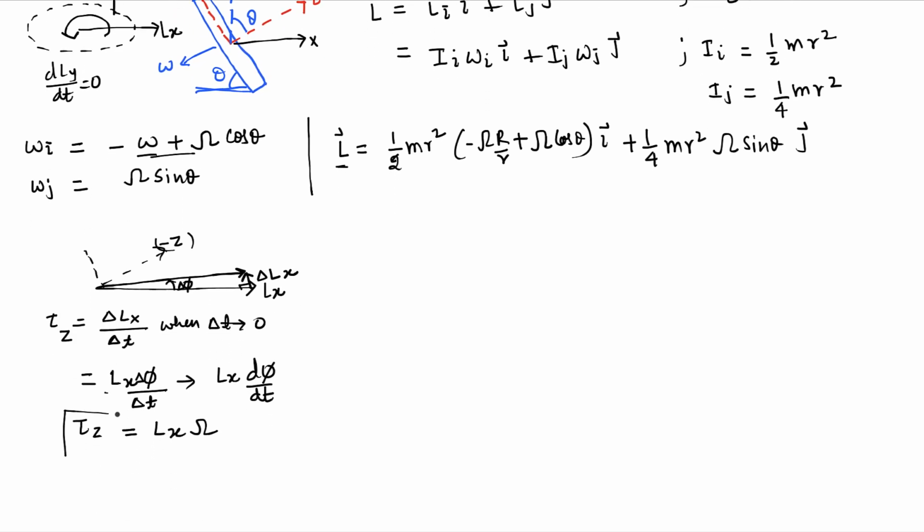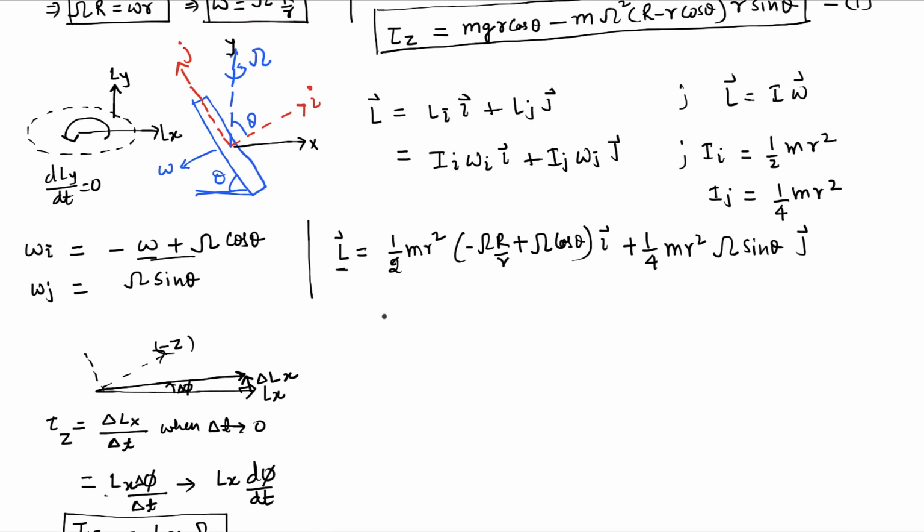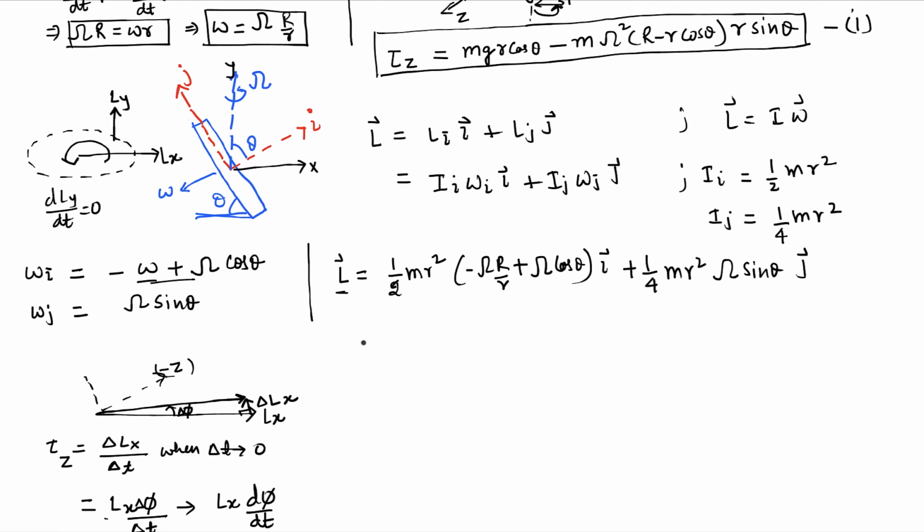Okay. So this part should be clear. Now, this is because delta Lx is perpendicular to Lx, and that is the negative z direction. Okay. So now let's write this equation as well. So we can have another torque z because of this rate of change of the angular momentum, and that would be minus Lx omega, minus because it's in the negative z direction.